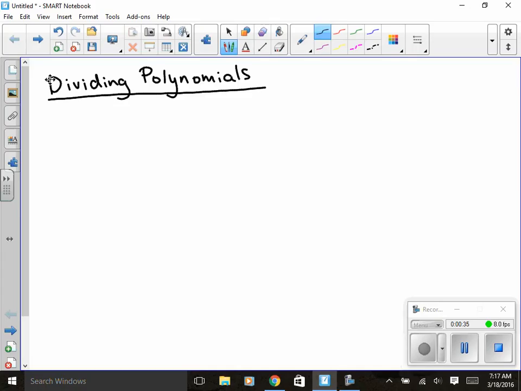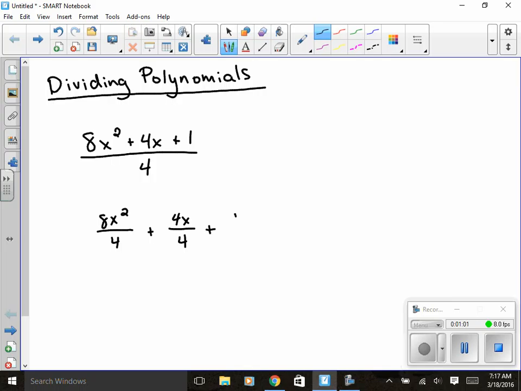So for instance, let's say that I had 8x squared plus 4x plus 1, and that was all over 4. Okay, so with this, that 4 goes into everything in the numerator. So it goes to the 8x squared, it goes to the 4x, and it goes to the 1. So as you can see, I've just broken this up into each individual term. With that, I can now go ahead and simplify each specific term.